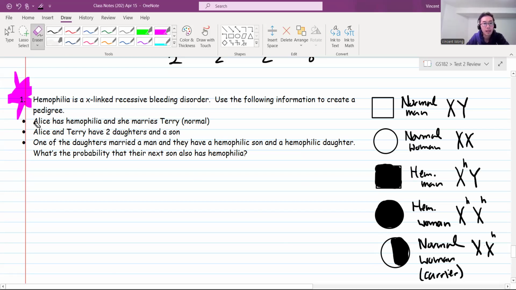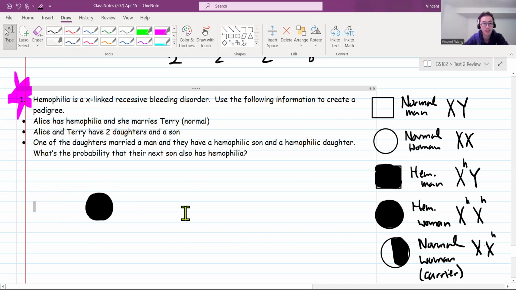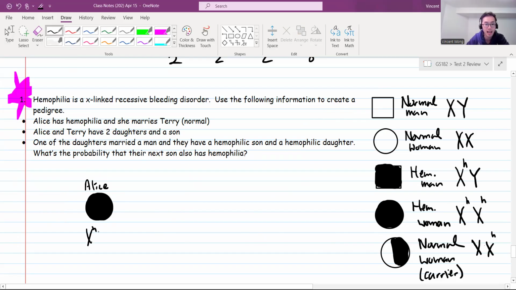All right. Alice has hemophilia. Alice is a female, so we just look at our thing here and she has hemophilia. Okay, so it's this one. We're going to put it right here. There's Alice. You want to write Alice's name here. Don't make me guess who it is. Alice has hemophilia, so she's XHXH.